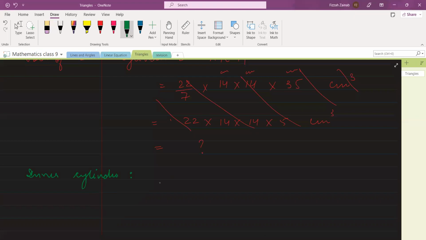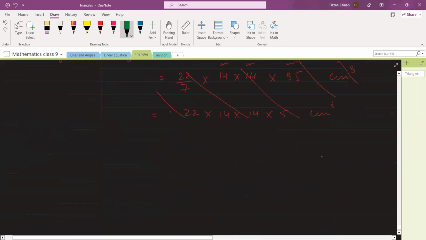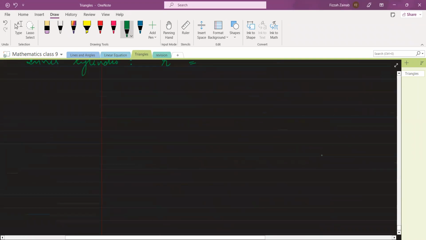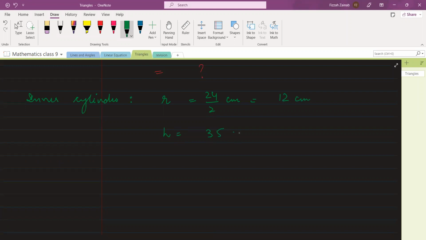Right, so for the inner cylinder, let me call it a small r. So what is the inner diameter? It is given to be how much? 24, right? So the radius is 24 by 2, which is 12 centimeter. And the height of this inner cylinder is again 35 centimeter, right? So the volume of inner cylinder is pi r square h. Is that okay?